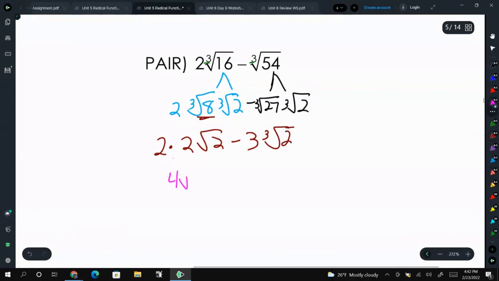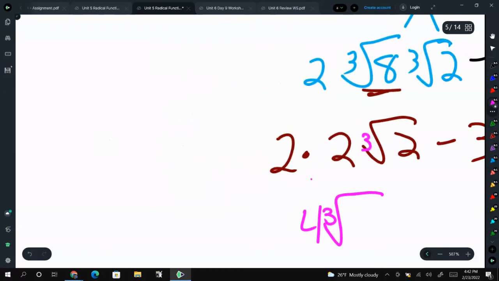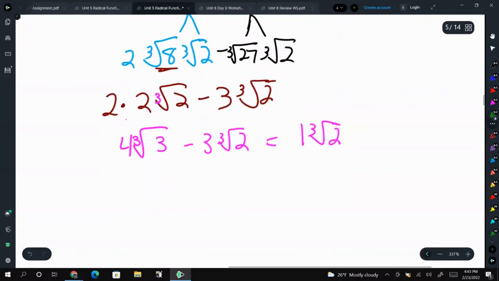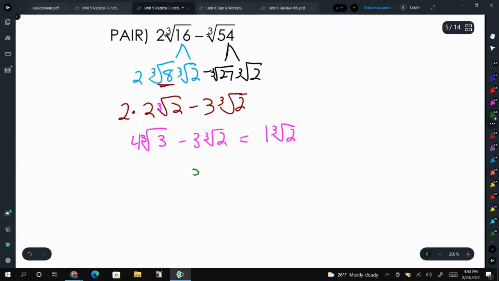2 times 2 is 4, so we have 4 times the third root of 2 minus 3 times the third root of 2, and that's going to be 1 times the third root of 2. And just like before, we don't need that number 1. So we have the third root of 2.